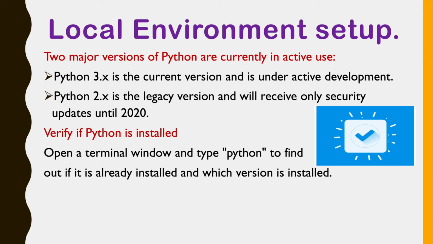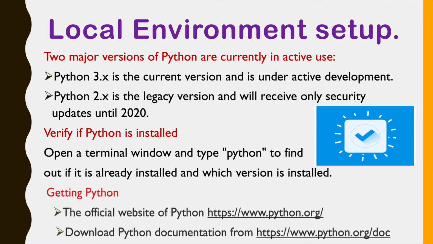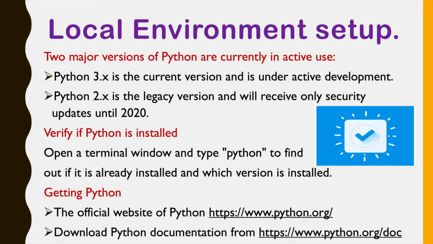Let's verify if Python is installed in your system. For that, simply open the terminal window and type Python to find out if it is already installed and which version is installed. Now, how to download Python? You go to the official website of Python, that is www.python.org. The most up-to-date and current source code, binaries, documentation, news, etc.